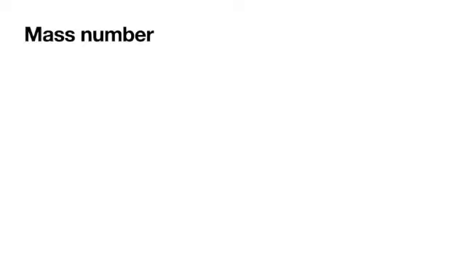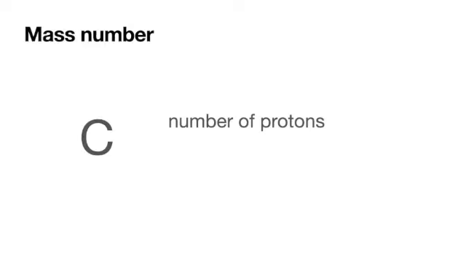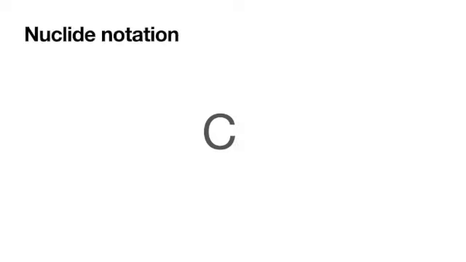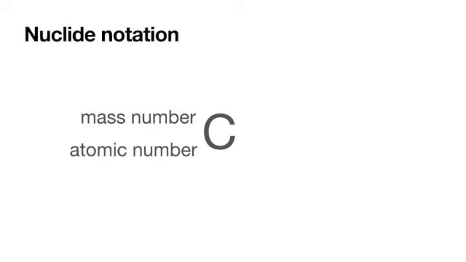For example, a carbon atom, which has the symbol C, has 6 protons. It also has 6 neutrons. The mass number will therefore be 6 plus 6 equals 12. We can add these details to the symbol for the element. The atomic number is written at the bottom left-hand side. The mass number is written at the top left-hand side. This is known as nuclide notation.